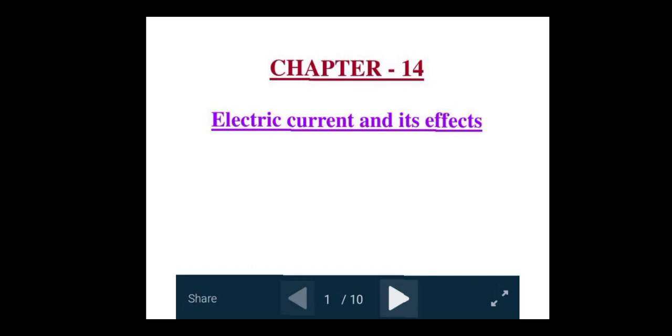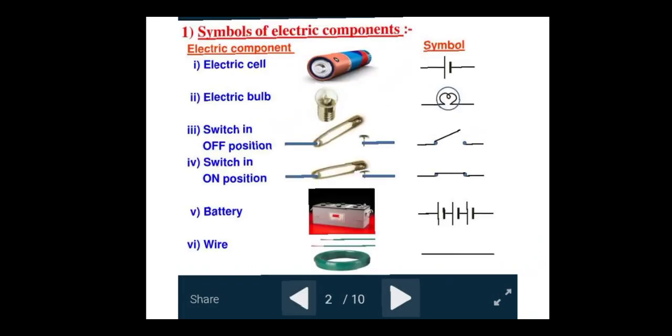Hello students. Today we are going to start with chapter number 14, electric current and its effect. Now what are the symbols of electric components? This is an electric cell and here you can see the symbol. Second is the electric bulb and you can see the symbol. Please draw these symbols in your notebook.